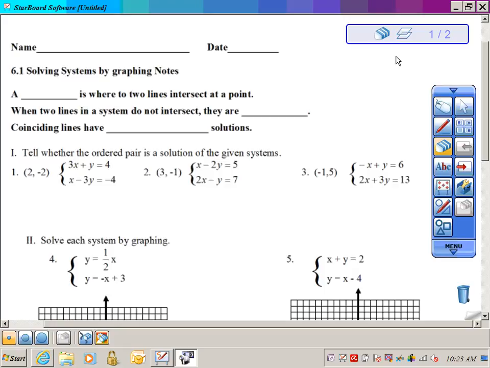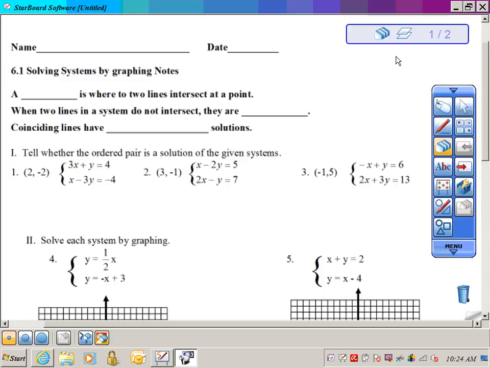Okay, this is 6.1, solving systems by graphing notes. The first 3 questions is basic vocabulary. Okay? Systems, I'm just going to tell you, systems is where we have 2 or more lines. Okay, so 2 or more equations.